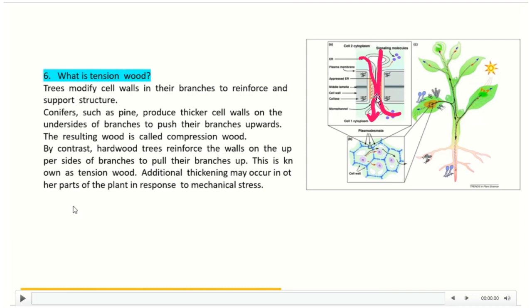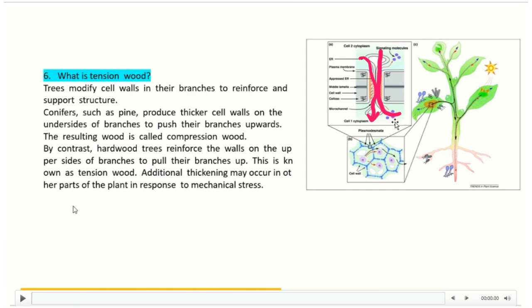Because the cell wall is very hard, it won't allow any material to pass through. So that is why the pores are present here and there. Those pores are called plasmodesmata. They allow the material to pass out, and they allow the material to come inside the cell, that is, into the cytosol.